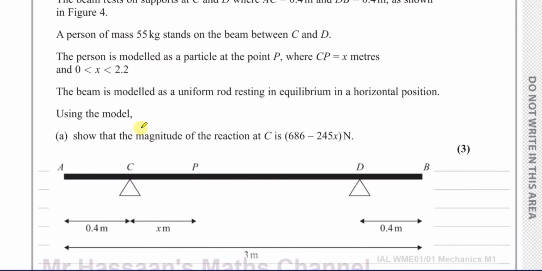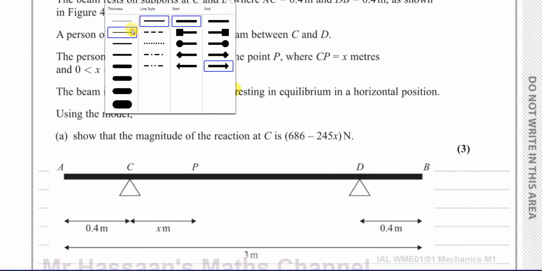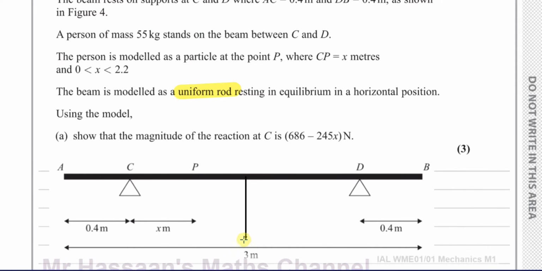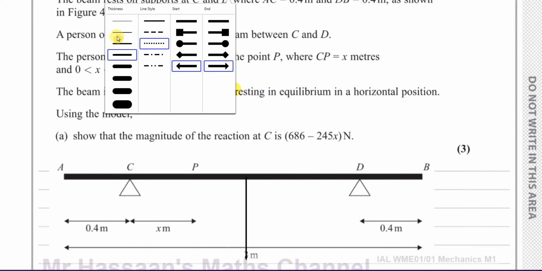The important thing for us to be able to start here is that we have a uniform rod. So the beam is a rod, it doesn't bend, it doesn't buckle. It's uniform, meaning its weight can be taken to act through its geometric center. It's 3 meters long, so we take the weight to act at the center of mass, exactly halfway along its length. Let's say that's 1.5 meters in from the end. That's where we take its weight to be acting.